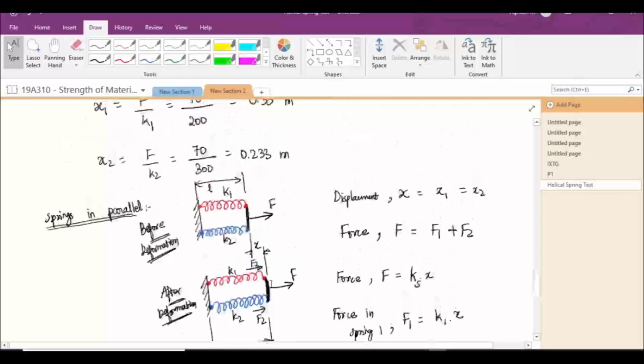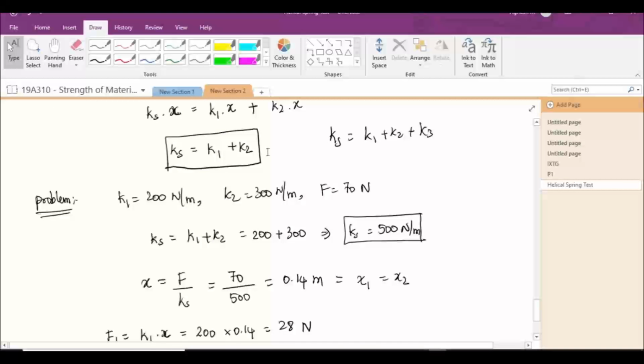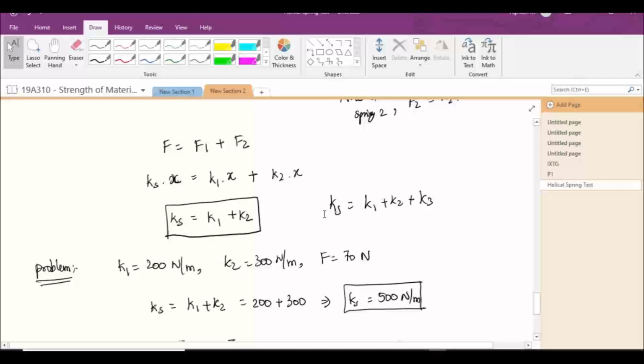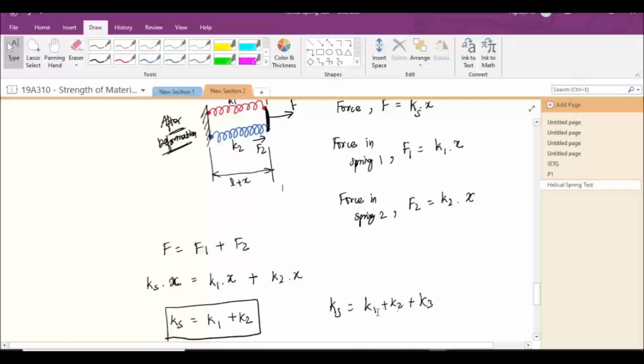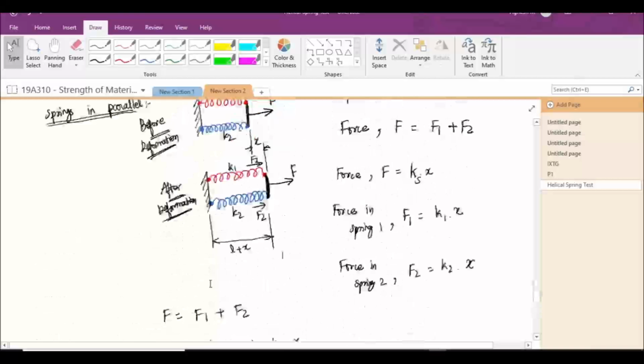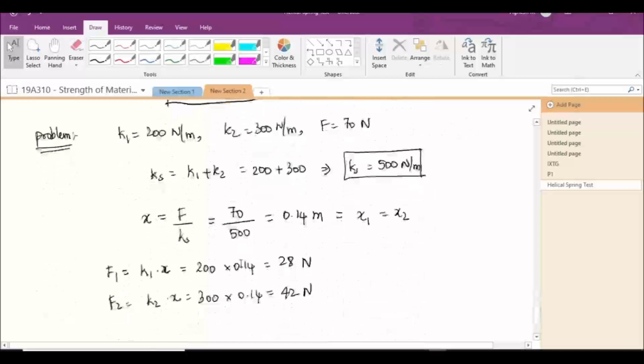That means whenever I connect two or three springs together in parallel, the entire system stiffness value is going to be the sum of the stiffness values. If I increase the number of springs to 3, it is K1 plus K2 plus K3. As I am increasing the number of springs, the stiffness values get added together. So this is the formula for the entire system stiffness value.